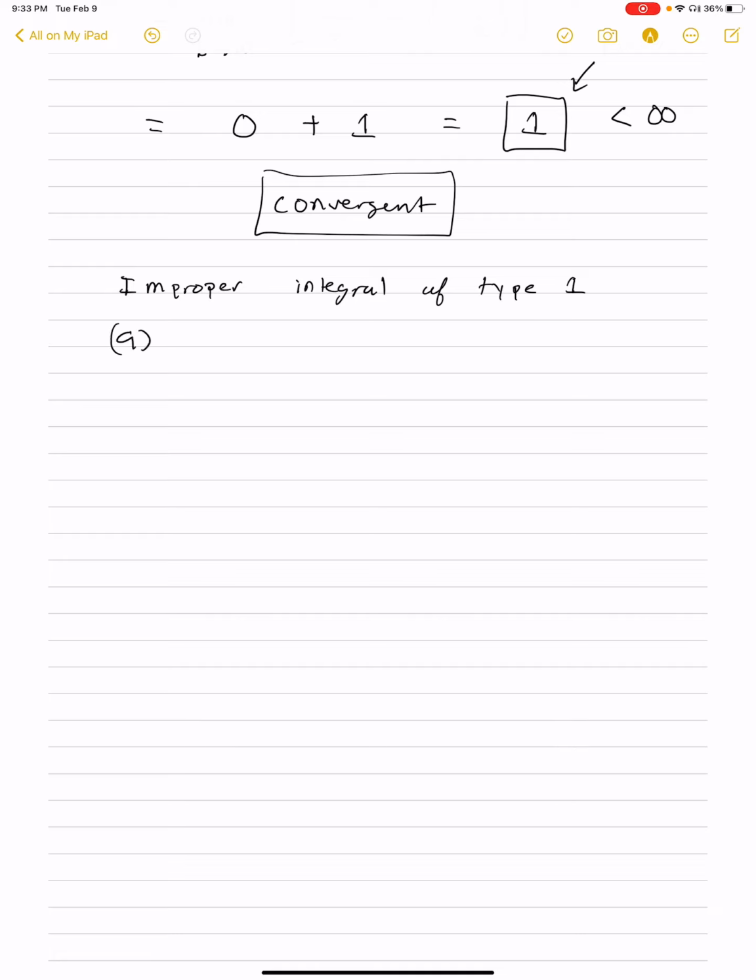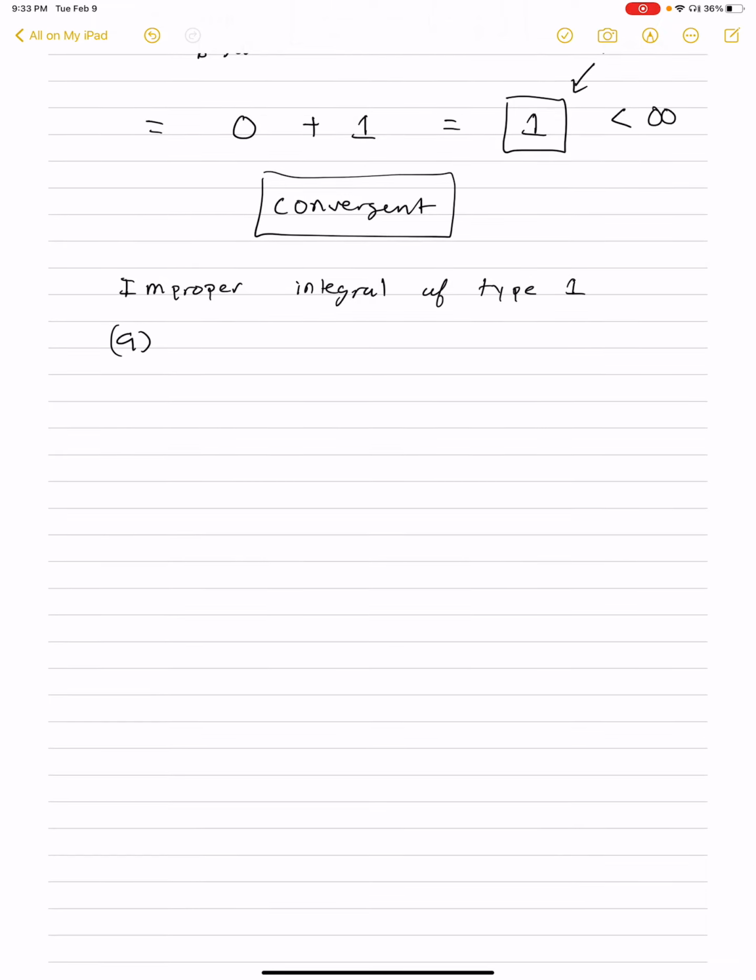So case A is actually a case we haven't dealt with, but I'll give you another example. Excuse me, case A is an example we have done, and it says that this integral from a to infinity of f of x dx is equal to this limit as b goes to infinity of this integral from a to b of f of x dx.